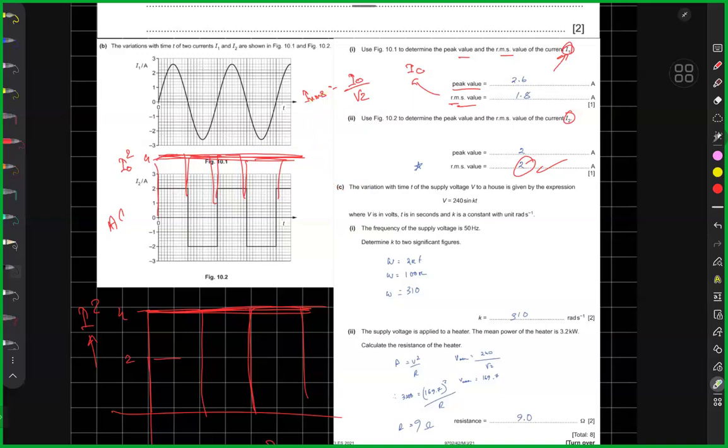You can only use that equation when it's a sine function, right? Exactly my point. Exactly my point. You can only do that with symmetric graphs.